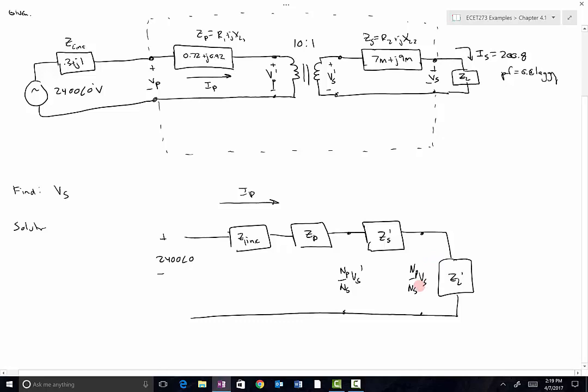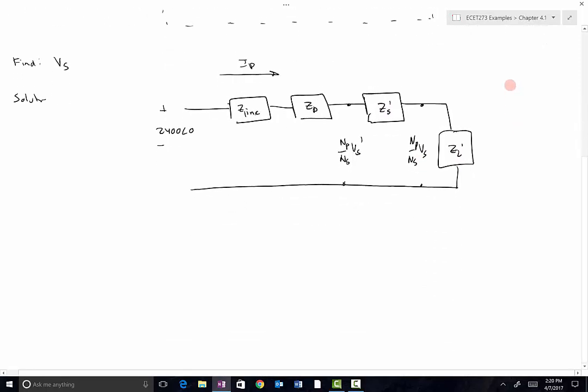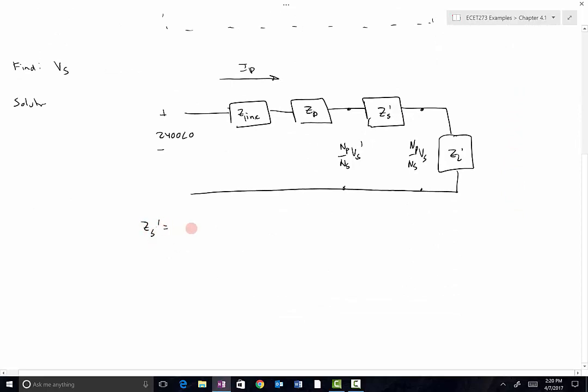The first is that we need to determine the reflected impedances for both the load and the transformer. So ZS prime is going to be equal to NP divided by NS squared times ZS. So that's 10 squared times 7 milli plus J9 milli, which is 100 times 7 thousandths plus 9 thousandths, so that's 0.7 plus J0.9 ohms, the secondary impedance referred to the primary.